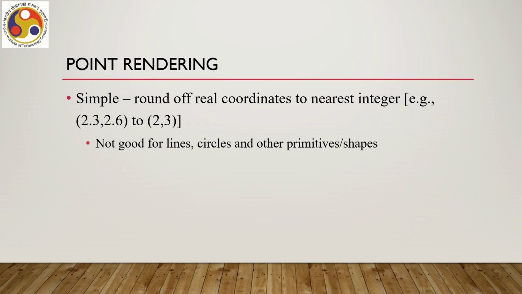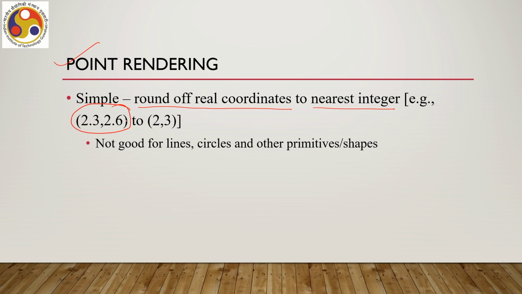Now, how is it done? So, let us start with the simple case of point rendering. Here it is very simple. If we have a real number as coordinate to represent the point, then we can round off the real coordinates to the nearest integer values.